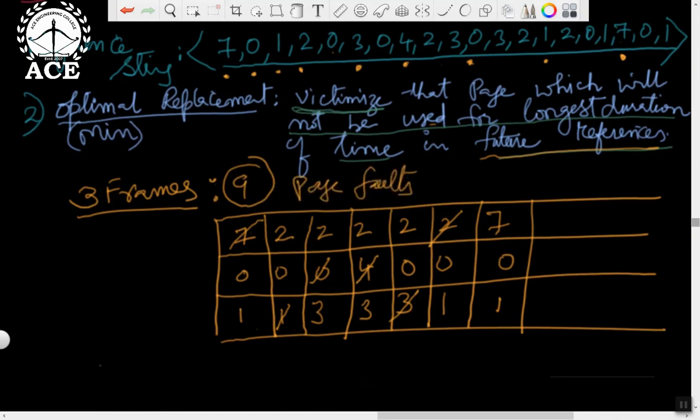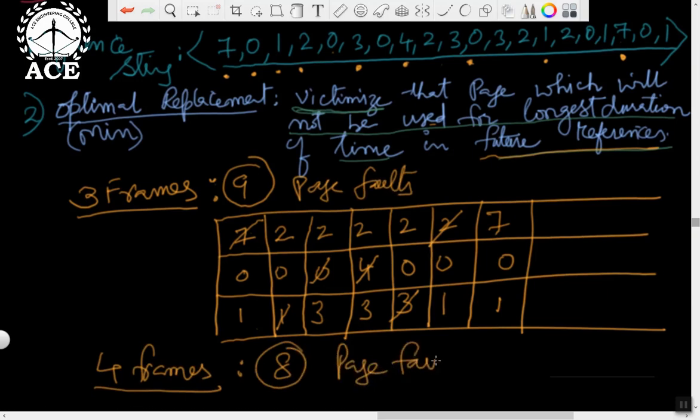So what should happen with 4 frames? As an exercise, I want everybody to work out with 4 frames and prove that it will give you 8 page faults. So this is an exercise for you. Okay, everybody should do it. 8 page faults will happen with 4 frames using optimal replacement. So I hope you understood. Everybody is going to do this. All right, very good.